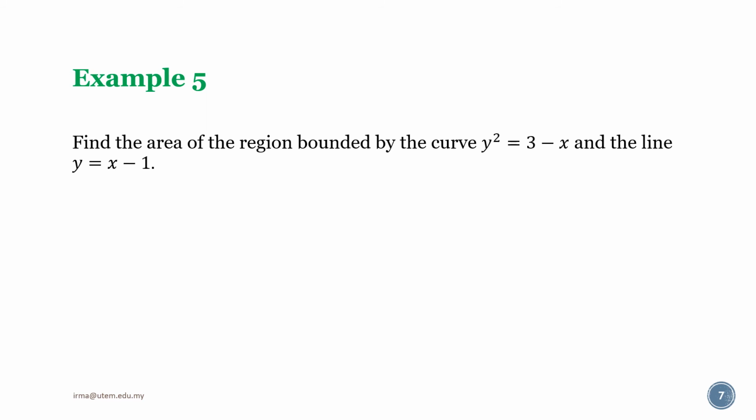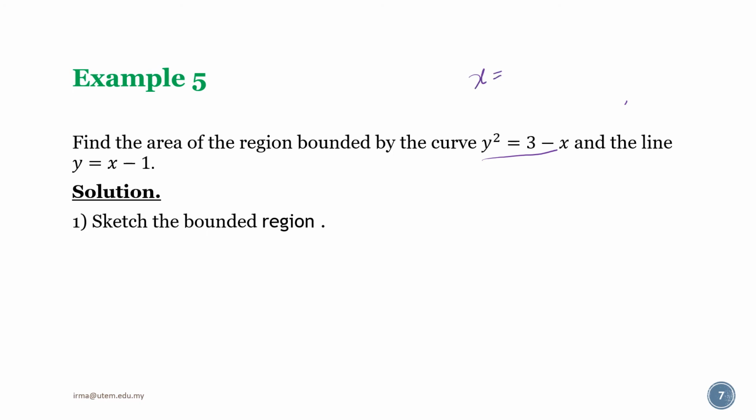So this is the example. Find the area of the region bounded by the curve y squared equal to 3 minus x and the line y equal to x minus 1. So how are you going to draw the graph for this question? We have the curve y squared is equal to 3 minus x, so you can change this to x equal to 3 minus y squared.